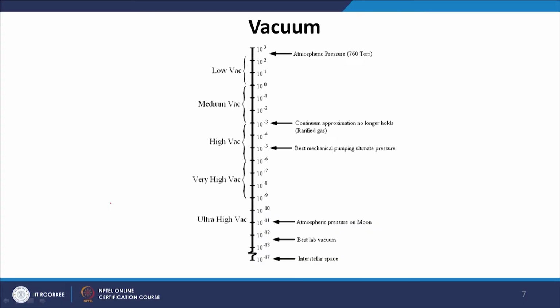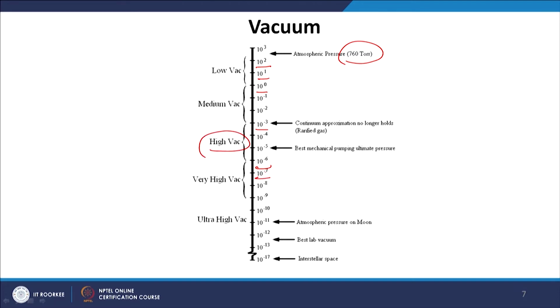Now, if you look at this diagram, here we are showing the different levels of vacuum. As you can see, the atmospheric pressure is something like 760 torr. When I talk about the low vacuum, that means a range of 10 to the power 2 or 10 to the power 1, something like 10 torr. Medium vacuum goes from 10 to the power 0 to 10 to the power minus 3. 10 to the power minus 3 to 10 to the power minus 6 is the high vacuum.